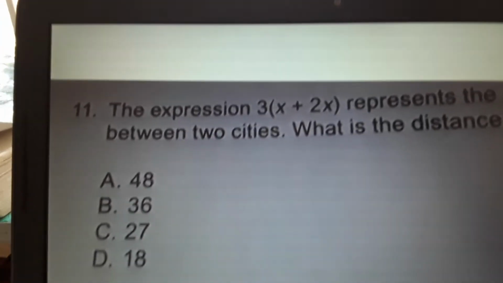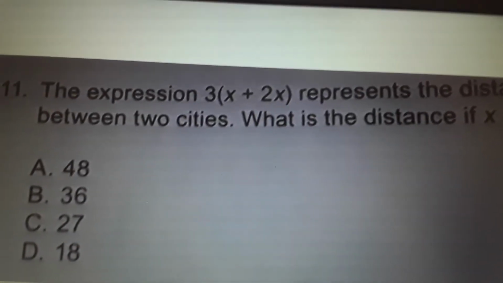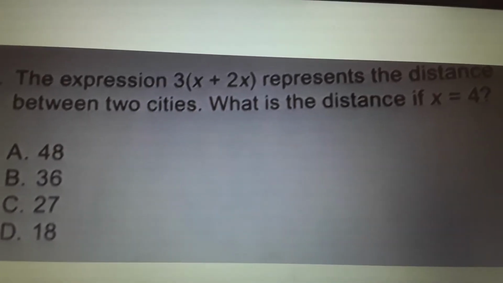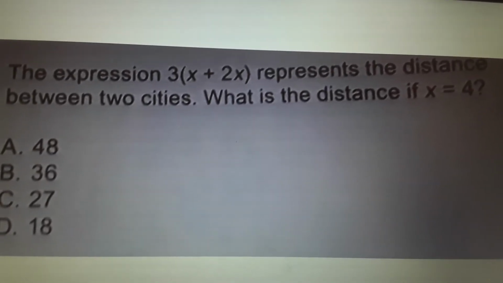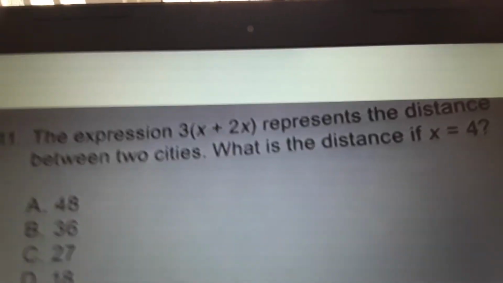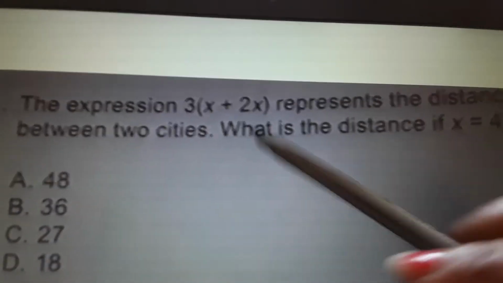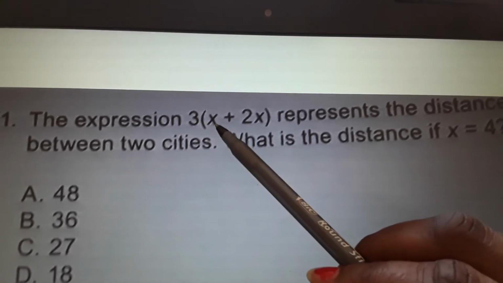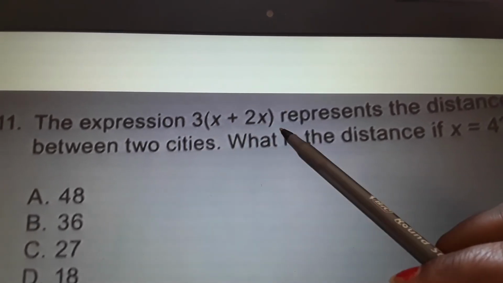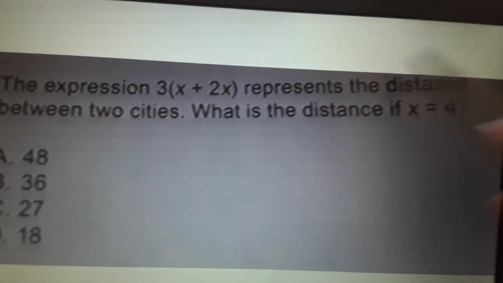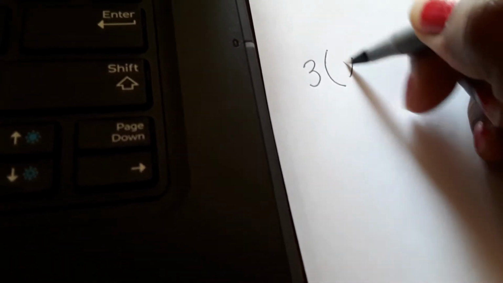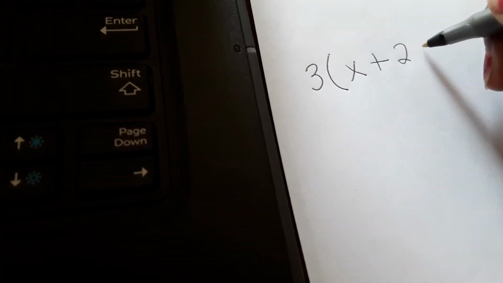The expression 3 times x plus 2x represents the distance between two cities. What is the distance if x equals 4? Now, let's look at it. So there's our expression. We know that's important. 3 times x plus 2x. Boom. And they told us what x is. X is 4. So let me do it. Here I go. I have 3 times x plus 2x.